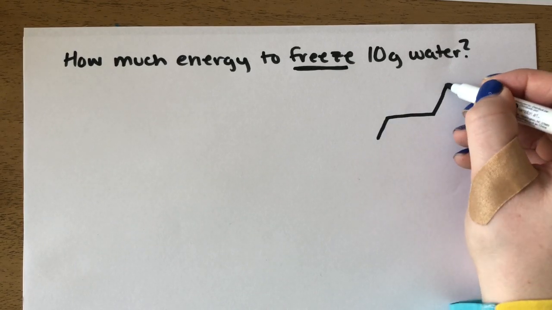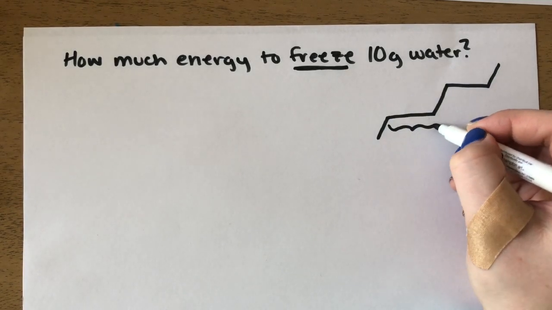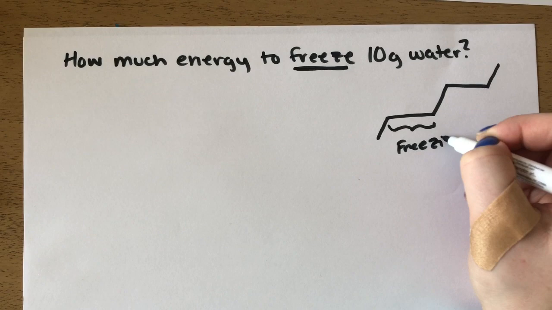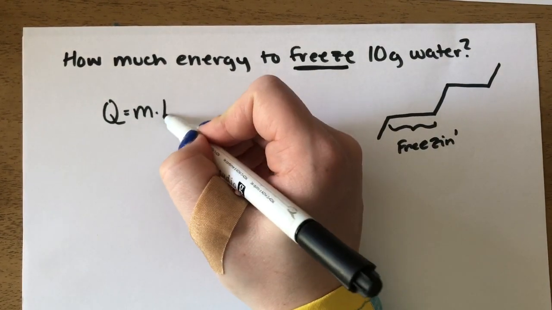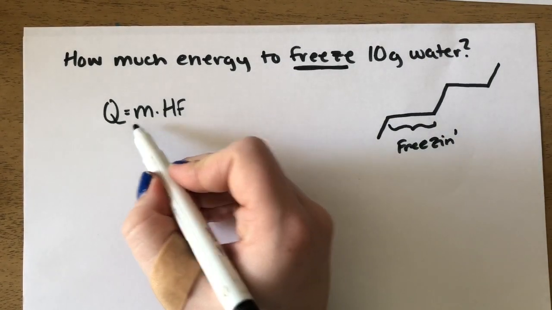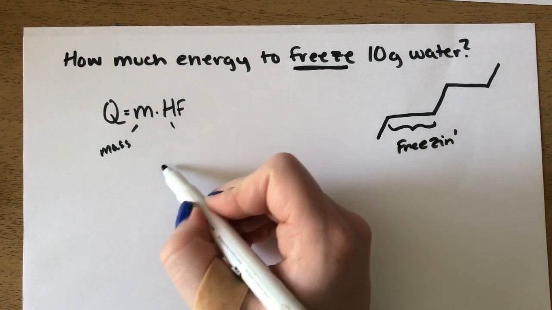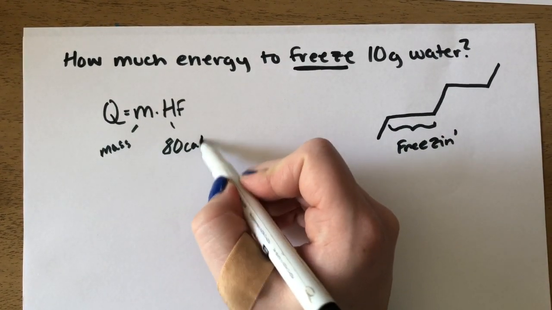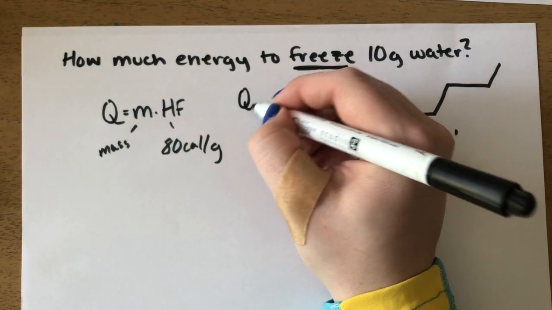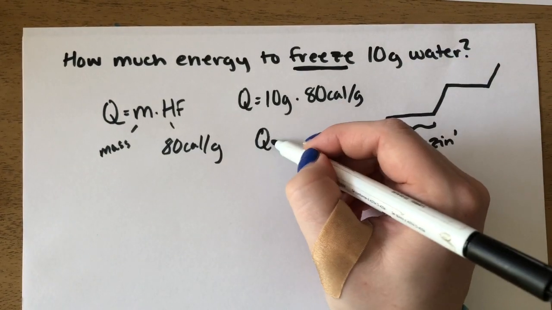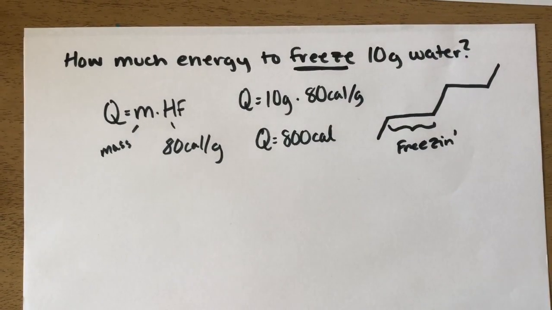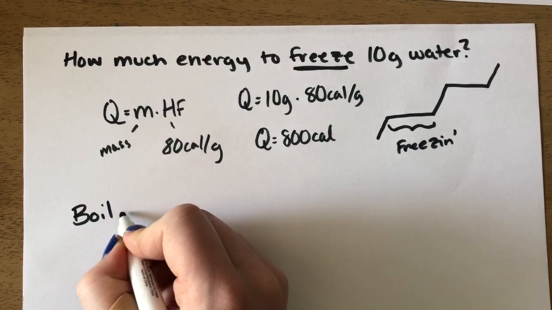So how much energy to freeze 10 grams of water? Freezing happens here, okay, and we're going to use the heat of fusion equation, right? We have mass times the heat of fusion. For water, that's 80 calories per gram, and it always is 80 calories per gram. So we're going to multiply the 10 grams times the 80 calories per gram, and that will give us 800 calories of energy to freeze 10 grams of water.